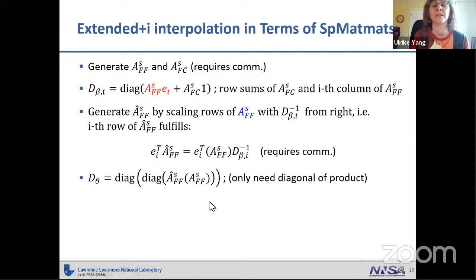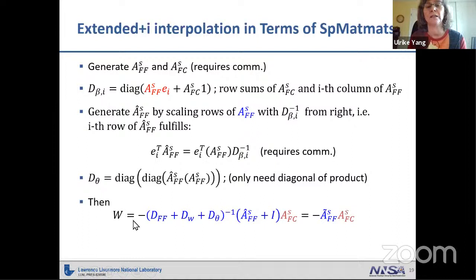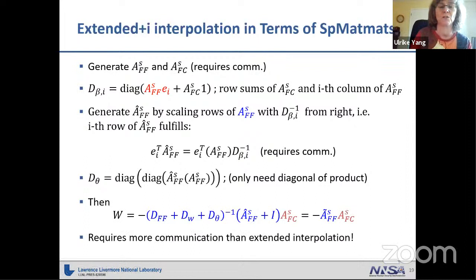You determine your d theta, which is essentially the diagonal matrix that contains the diagonal of AFS hat with AFFS. And again, this is not as expensive as it looks, because you don't need to compute the whole product. You only need the diagonal of it. And then you can write W in the following terms, and you're able to also express this in terms of a matrix-matrix multiplication. Of course, it does require a lot more communication.